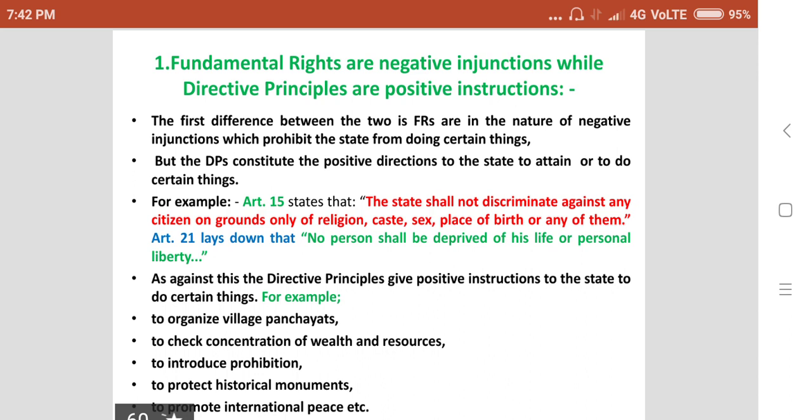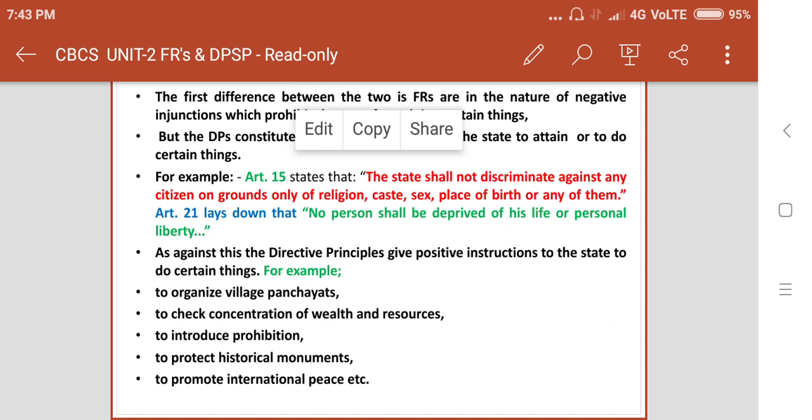Against this, the directive principles give positive instructions to the state to do certain things. For example, to organize village panchayats, to check concentration of wealth and resources, to introduce prohibition, to protect historical monuments, to promote international peace, etc.